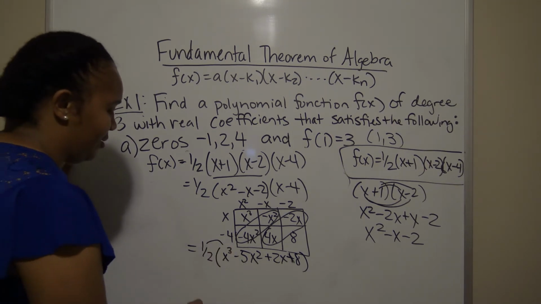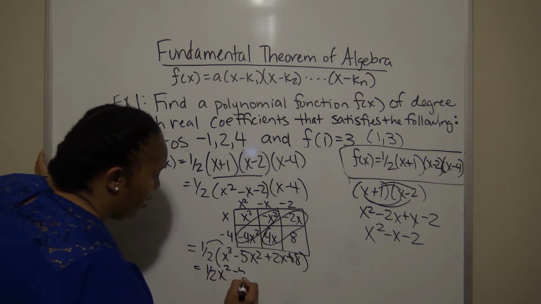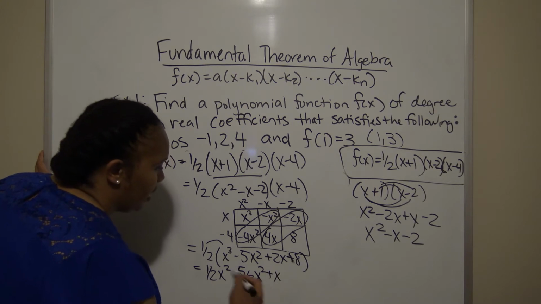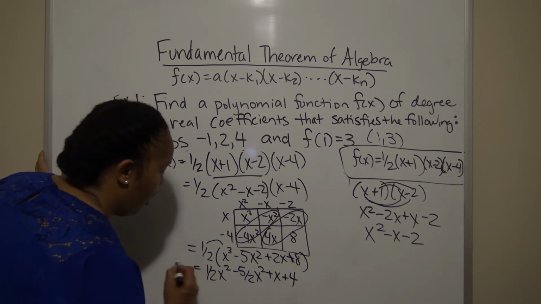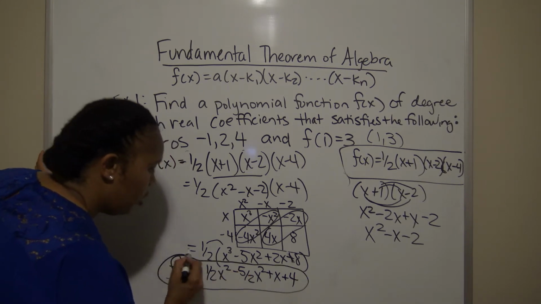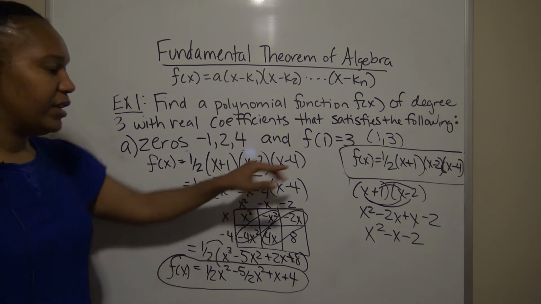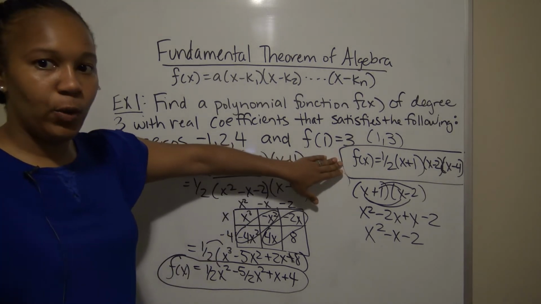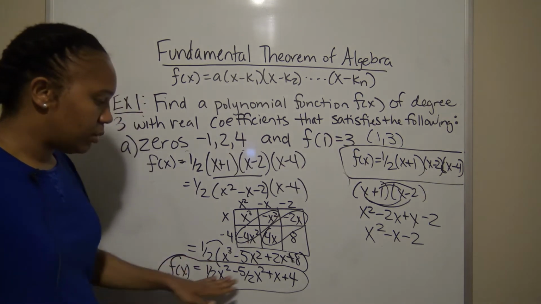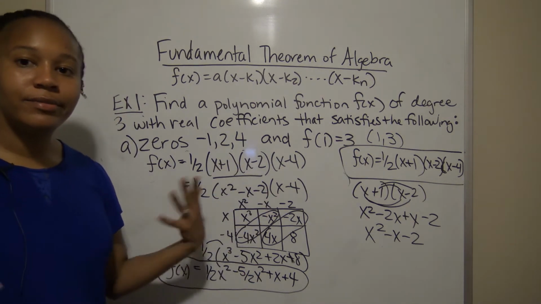I know it's a lot of steps. So you would distribute the 1/2 and you'll get 1/2 x to the third minus 5/2 x squared. 1/2 times 2 is just 1x, and 1/2 times 8 is 4. So this is what your polynomial would equal actually multiplied out, okay? So this is what it would equal in factor form. If it wants you to put it in factor form, you could have stopped here. But if it wants you to actually multiply it out, this is how you will go through and multiply it.